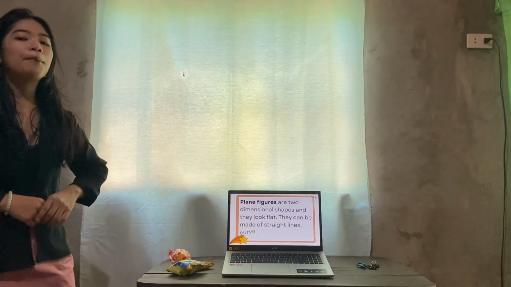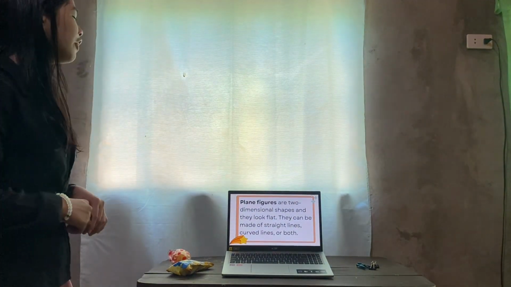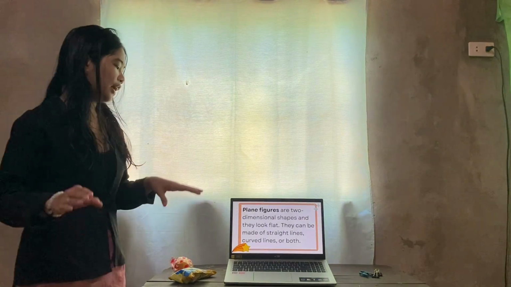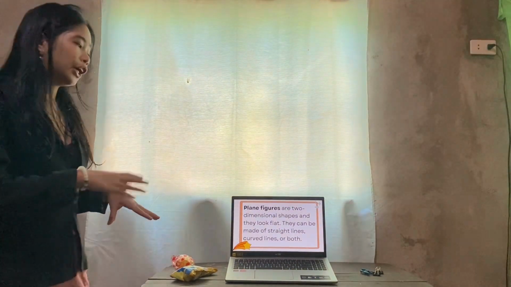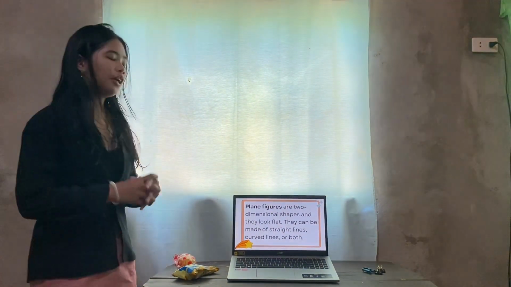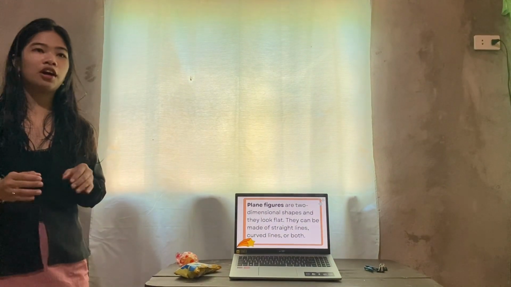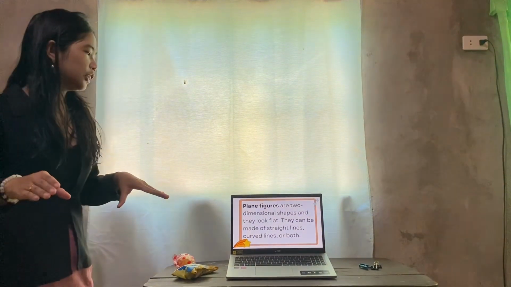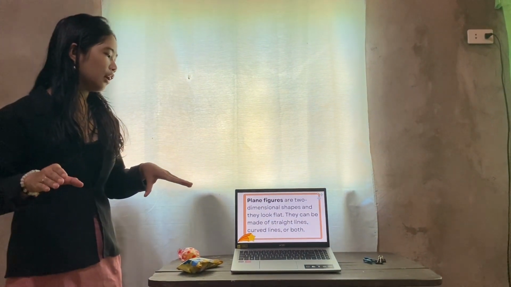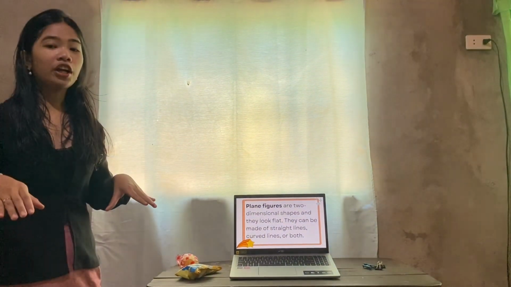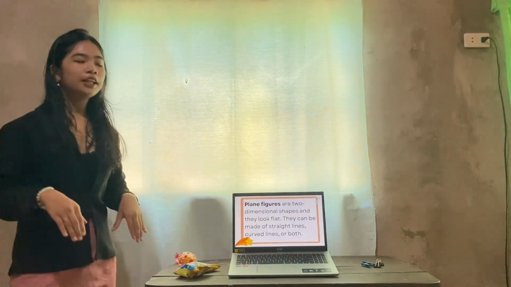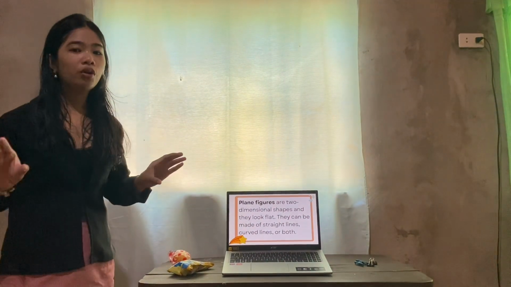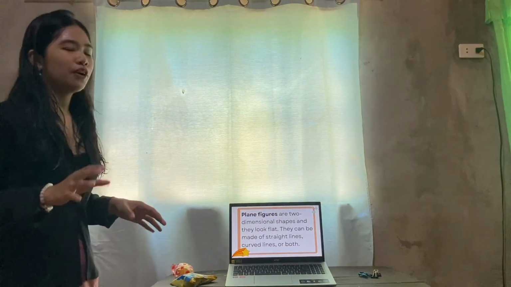So what is a plane figure? So plane figures are 2-dimensional shapes and they look flat. They can be made of straight lines, curved lines, or both. So the plane figures are the objects that have a plane surface. So they can be straight lines or curved lines. So the plane figures have length, they have width, but they have no thickness. So remember that, okay?